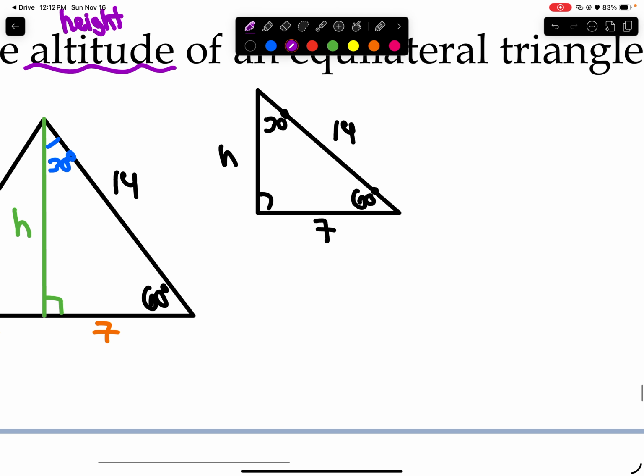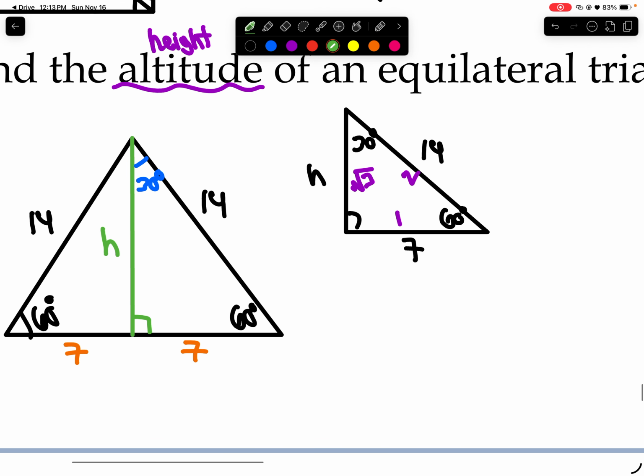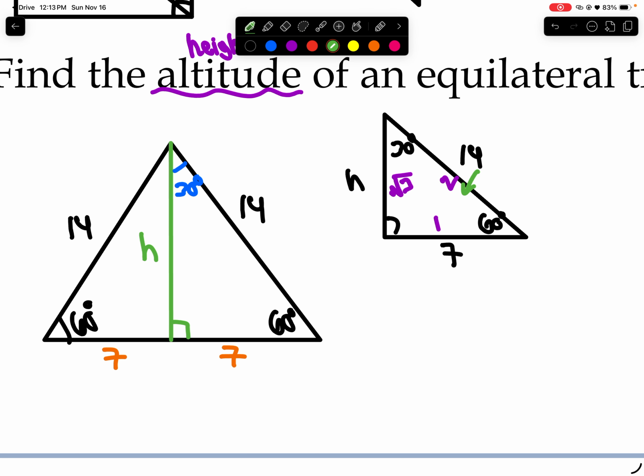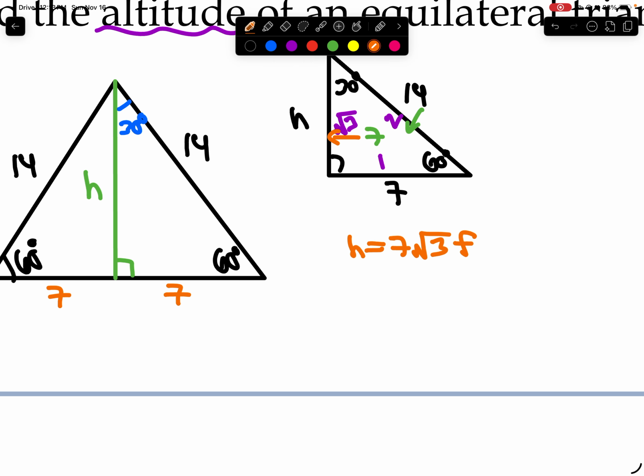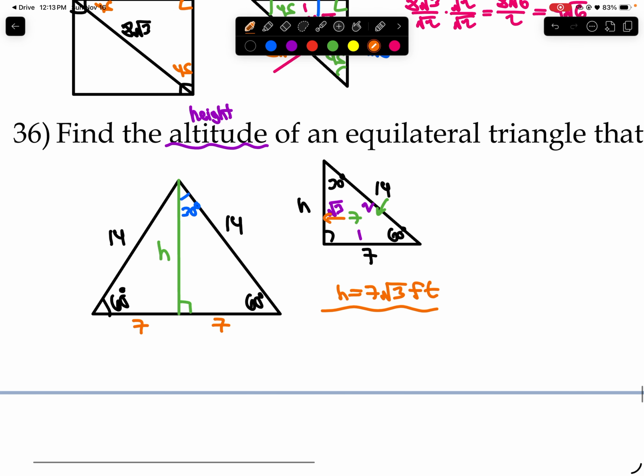So when I do special rights, I know my ratios are going to be 1, root 3, and 2. So I'm going to divide going in. So 14 divided by 2 is going to be 7. And then we're going to multiply out. So 7 times root 3, which is going to give you a height of 7 root 3. And what are my units? 7 root 3 feet. Ta-da!